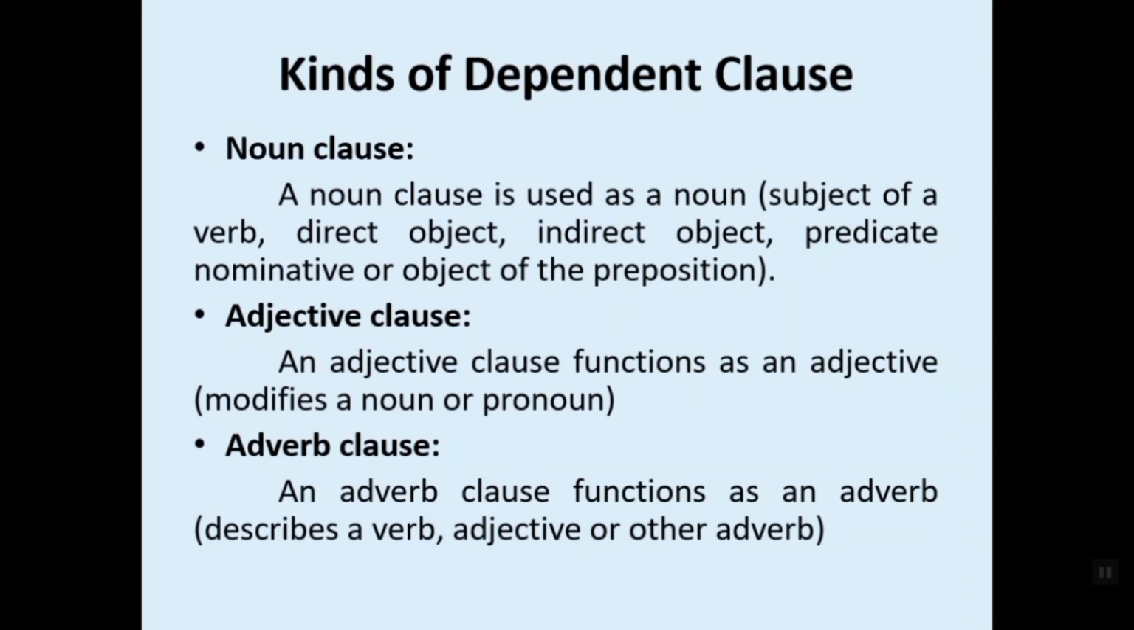A dependent clause is further divided into noun, adjective, and adverb clauses. A noun clause is used as a noun, or we can say that it can be the subject of a verb, a direct or indirect object, a predicate nominative, or the object of a preposition. While an adjective clause modifies a noun or pronoun, or we can say that it functions as an adjective, and an adverb clause describes a verb, adjective, or another adverb.